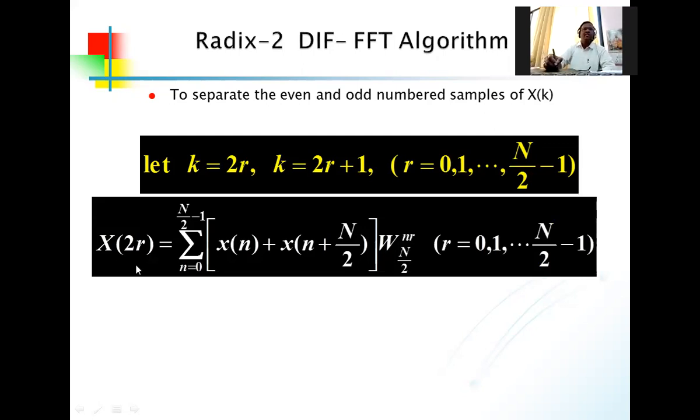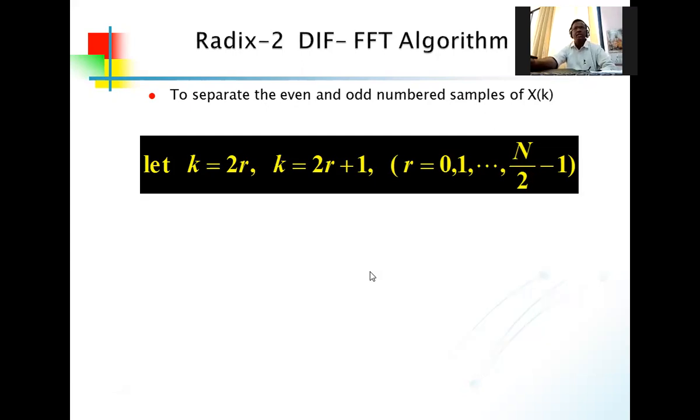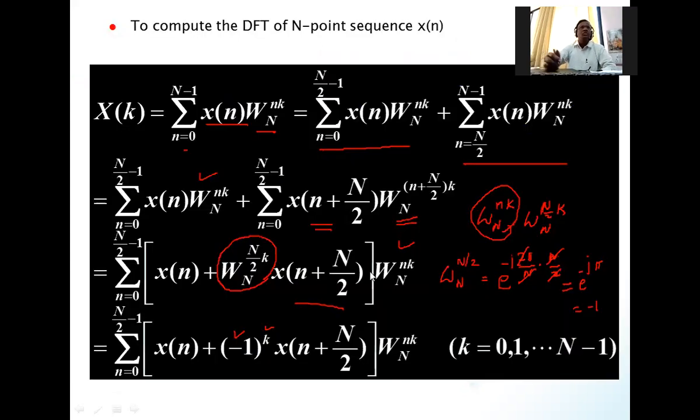So here x of 2r, which we are evaluating for the even number sequence, k I am substituting as x of 2r, n equals to 0 to n by 2 minus 1, x of n plus n by 2 omega n r, so kr is there, so we are writing it as nr divided by n by 2. So that means if you look at this previous equation, here x of k is equal to, we are having the value.